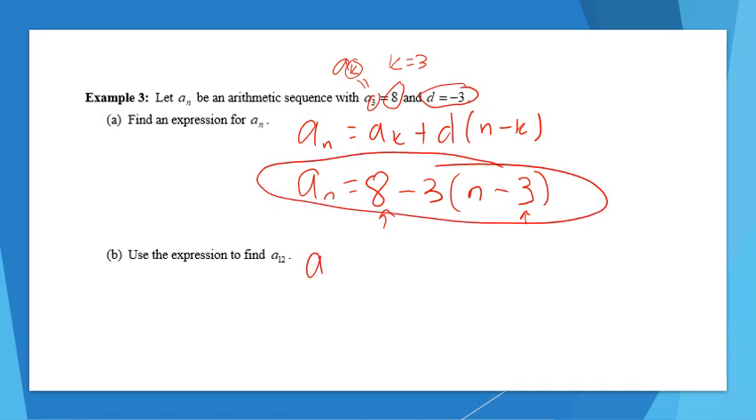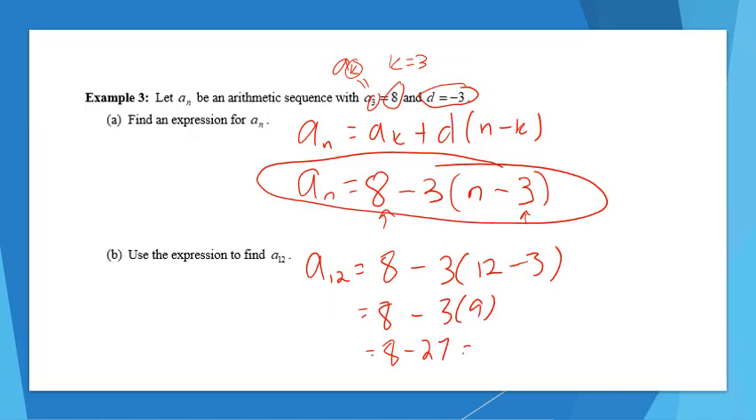And now we want to find a of 12, so our 12th term in the sequence. So this is going to be equal to 8 minus 3 times 9, which is 8 minus 27, which is minus 19, should be our answer there.